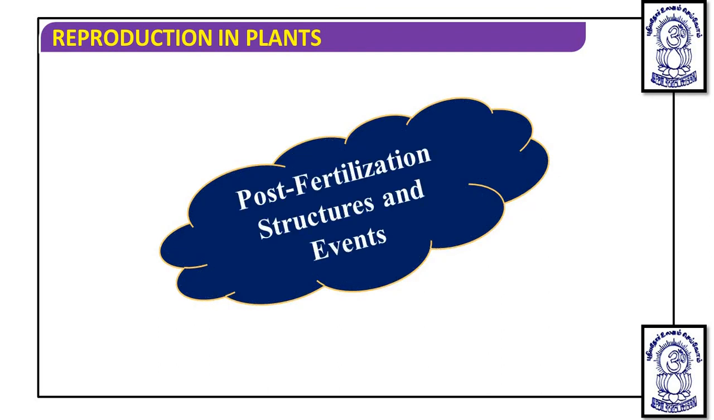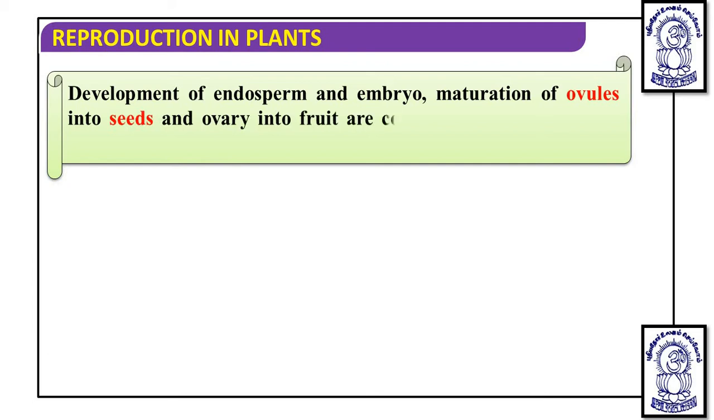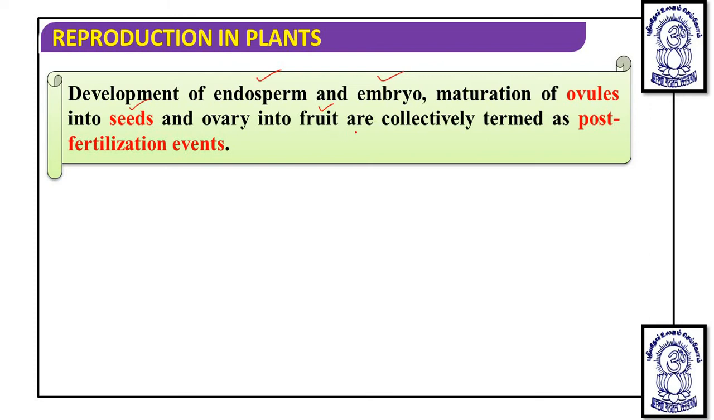Post-fertilization structure and events. In this, we will be talking about the development of endosperm and embryo. Then we will be talking about the maturation of ovule into the seed, and then ovary into the fruit. Dear students, you should mark what we are going to talk about. First, endosperm development, then embryo development, then maturation of ovule into the seed, which we will discuss in the later part. Then we will talk about the conversion of ovary into the fruit, how that is formed in these post-fertilization events.